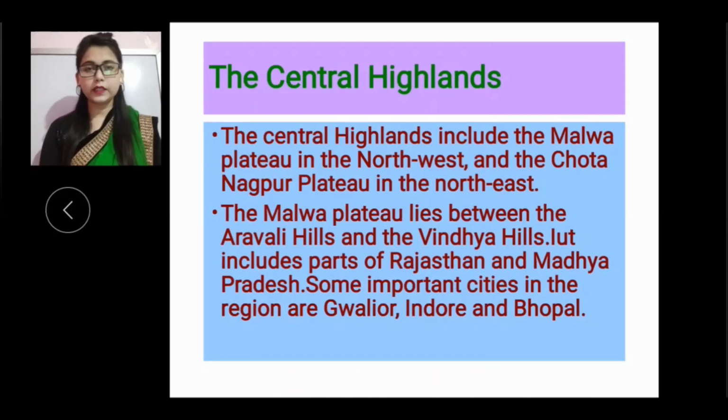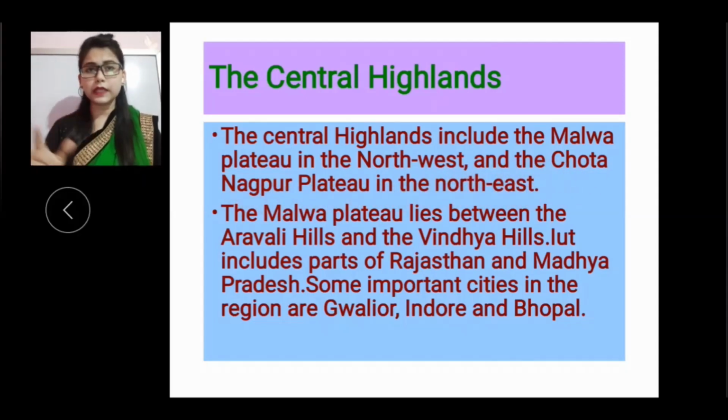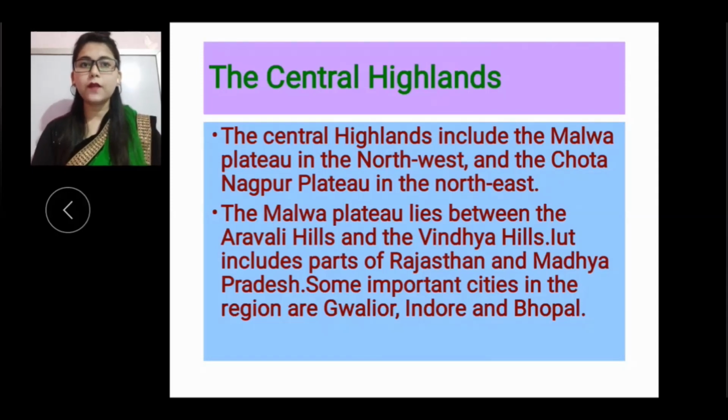When the Narmada Valley divides the Southern Plateau into two parts, to the north it is the Central Highlands. The Central Highlands include the Malwa Plateau in the northwest and the Chota Nagpur Plateau in the northeast. We have seen just before in the map the Chota Nagpur Plateau to the northeast side of the Central Highlands.